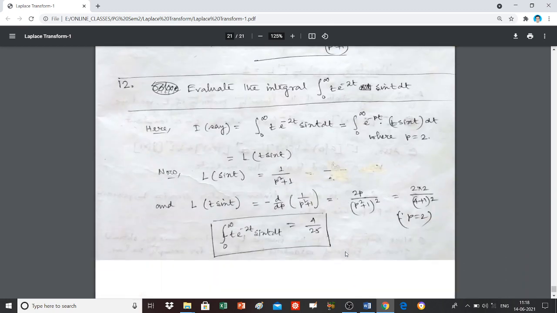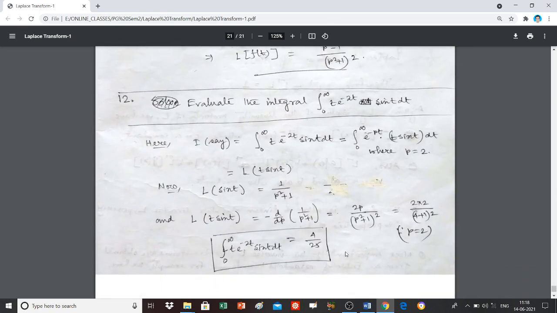So the next one is another problem, that is, evaluate the integral from 0 to infinity of t e to the minus 2t sin t dt. Okay, so let I be equal to the integral from 0 to infinity of t e to the minus 2t sin t dt. That can be written as the integral from 0 to infinity of e to the power minus pt, then t sin t and dt. Obviously in this case p is equal to 2.